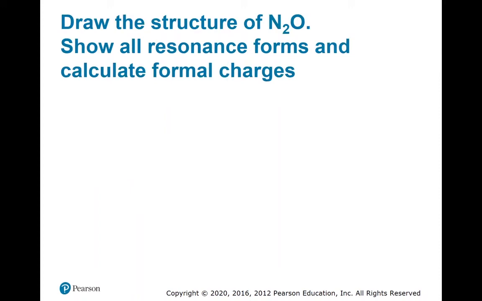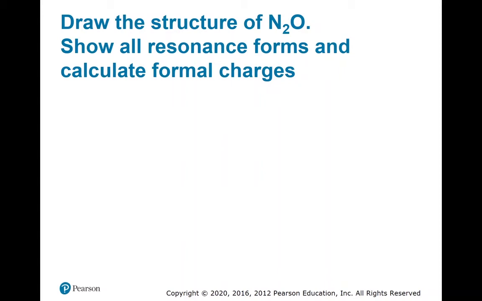So what we'll do is, for this last example in Chapter 7, we're going to look at an example where we need to invoke resonance. For this, it asks us to draw the resonance structure of nitrous oxide, which is used as an anesthetic and also in whipped cream as a propellant.